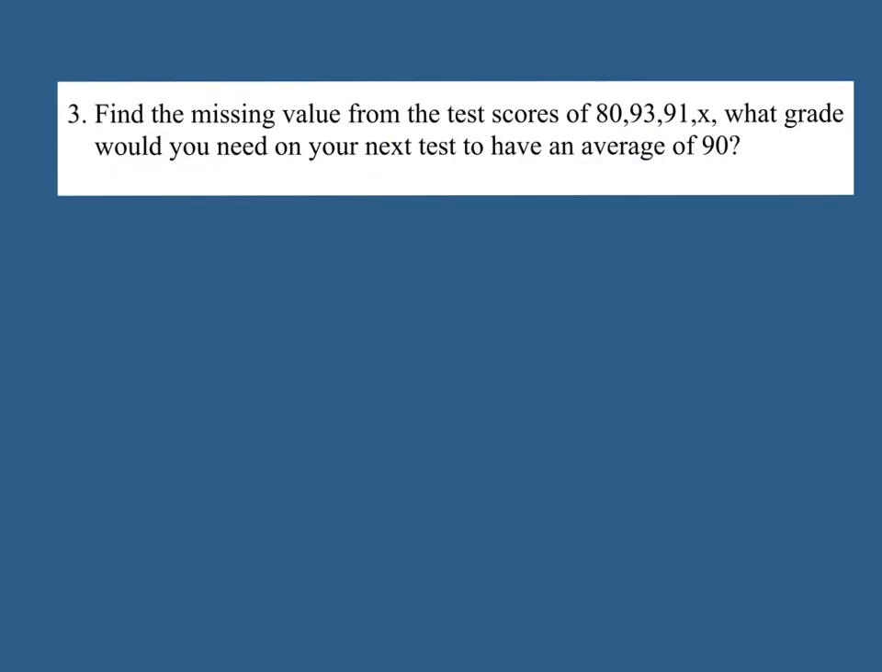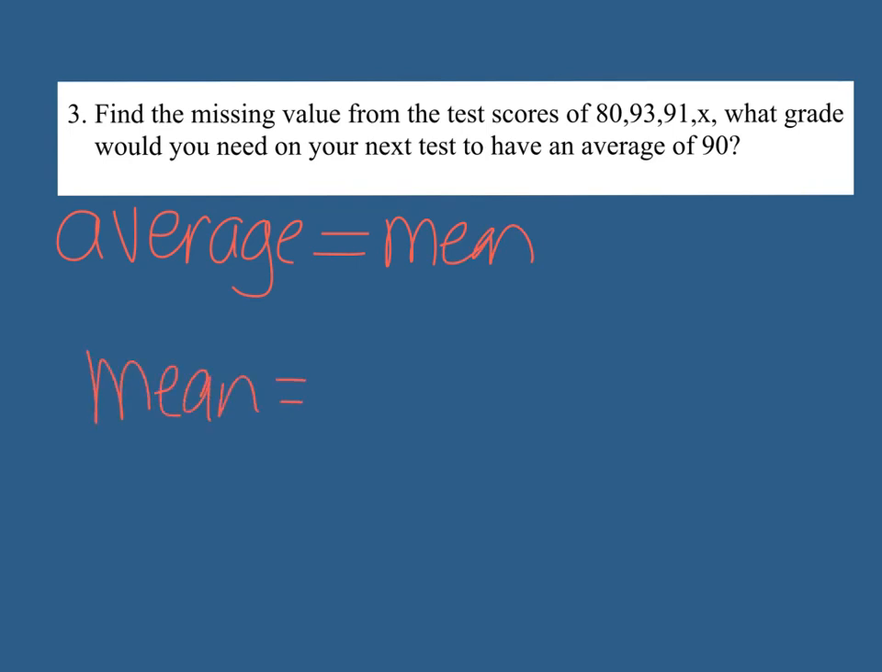All right, last one. We're going to find the missing value from the test scores, 80, 93, 91, and an unknown test score. Okay, we want to know what grade you would need on your next test to have an average of 90. So first of all, average, we know, is the mean. To find the mean, we need to add them all up and divide by how many numbers we have. So let's see how many numbers we have. 1, 2, 3, plus an unknown. So we have 4 numbers.